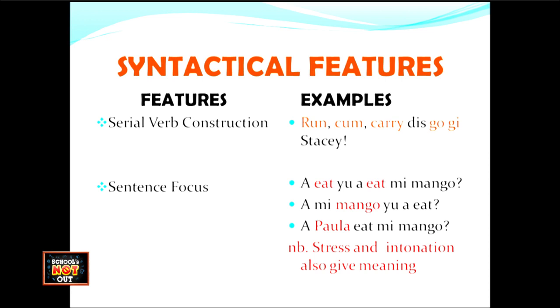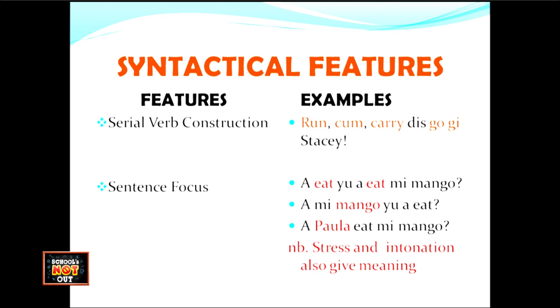Sentence focus. Now what happens in sentence focus is that the word that we want to emphasize, we put it closer to the beginning of the sentence, and in addition to putting it close to the beginning of the sentence, we use our stress and our intonation to give meaning. So let us look at the first sentence.